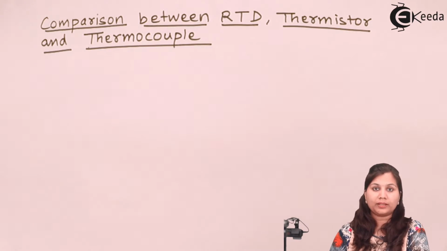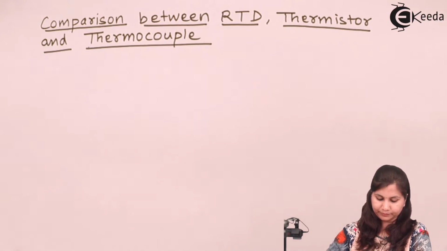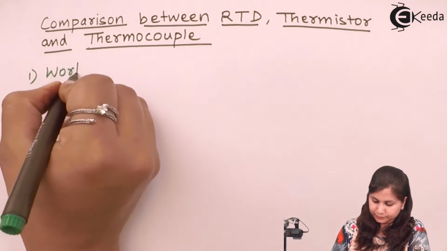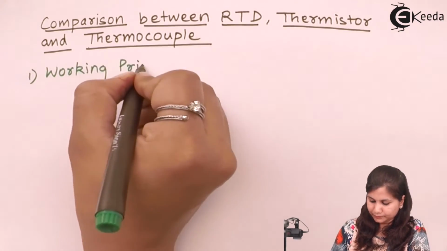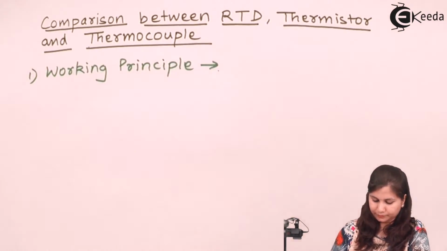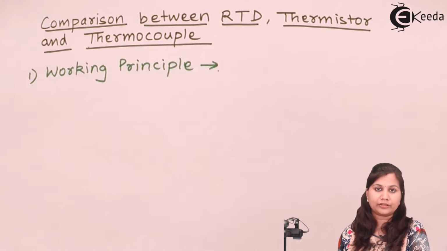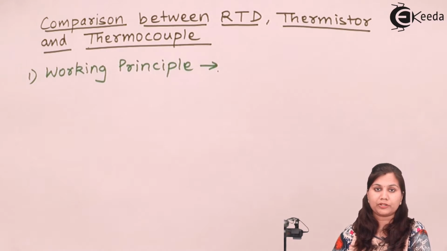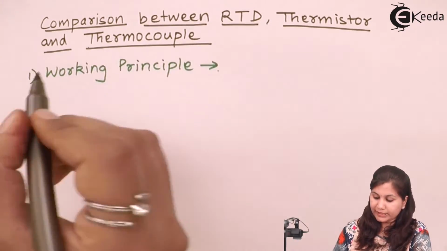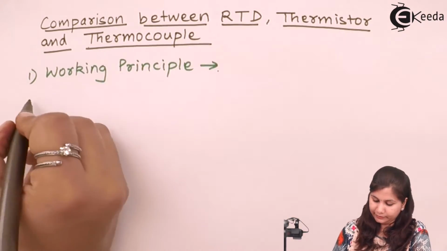First, we will start with the working principle of these three transducers. As these three transducers are used for the measurement of temperature, but they use different principles for the measurement of temperature. First of all, we will see the working principle of RTD.